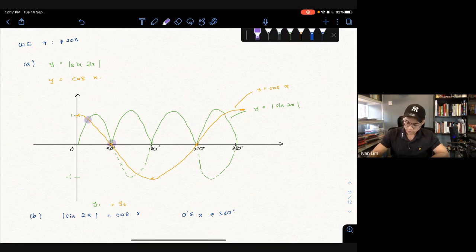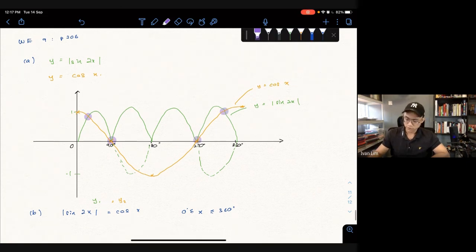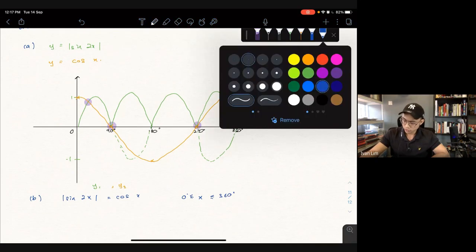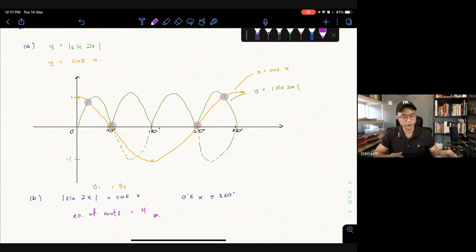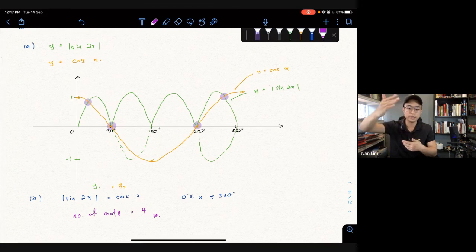So let's see where they intersect. Here, 2, 3, 4. Okay, you see? 1, 2, 3, and 4. So your number of roots for this equation will be equals to 4. Okay, so this is actually the same type of questions based on 9.4, just that right now we modulus it. So you need to know how to draw the original graph first. Modulus, very simple, just reflect on the x-axis, or your negative will go to positive.